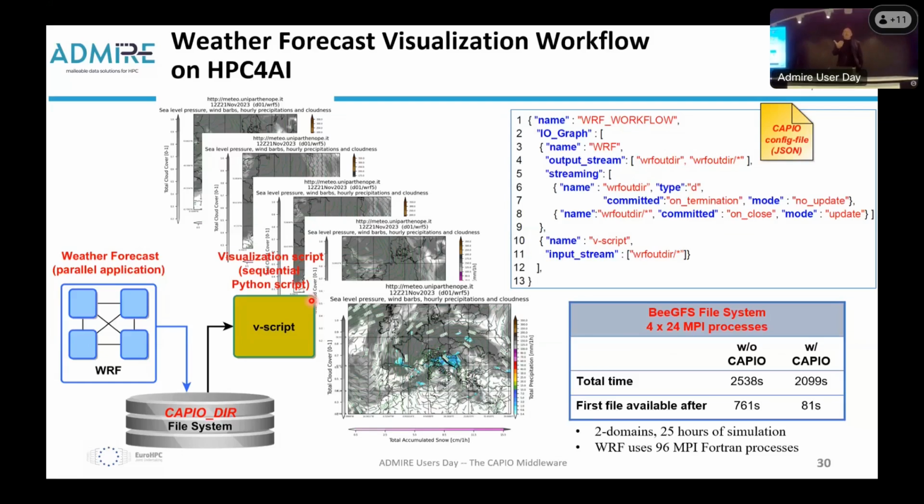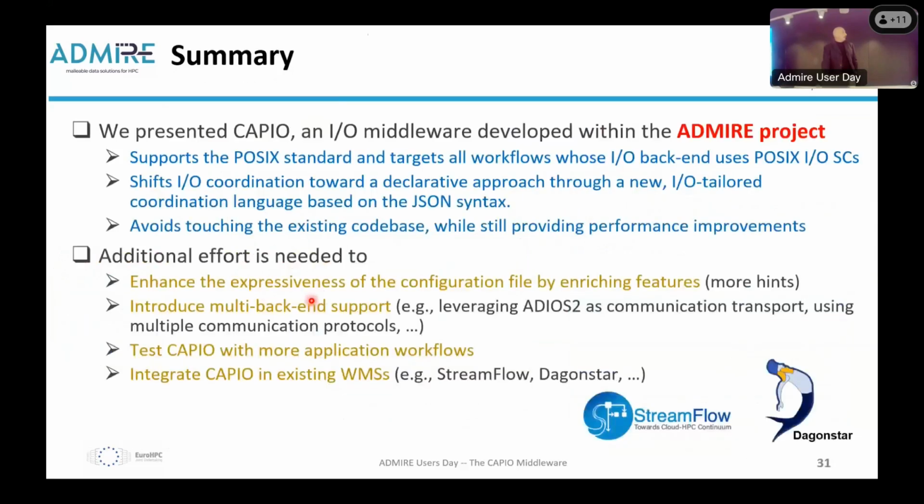So you can check the file and maybe discover that the simulation was wrong. You have to restart. So you save quite a lot of time in this case. These are preliminary numbers, with a small simulation, just 25 hours, using not a very high resolution and so on. So we are testing more and more cases here to stress the behavior of CAPIO in this application.